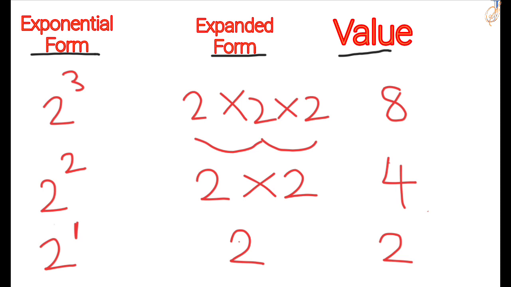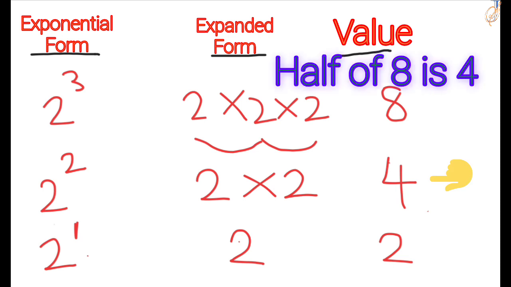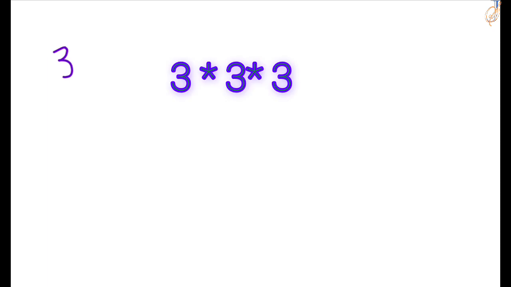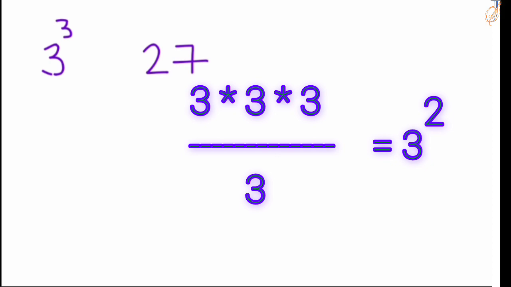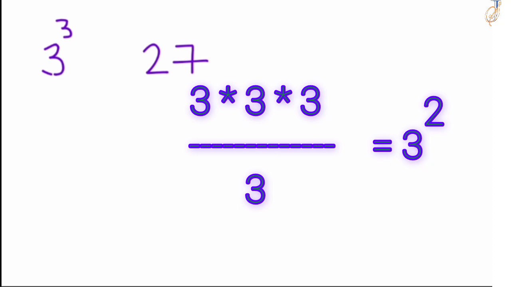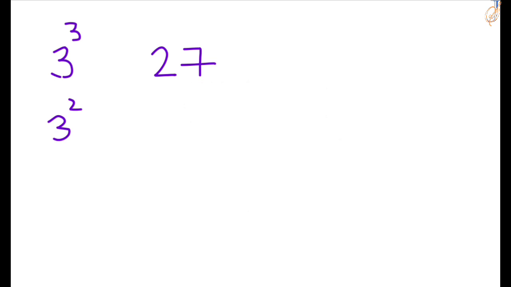Each time the exponent, that means the power, decreases by 1, the value becomes half of the previous one. Observe here: this is 3, here it is 2, so you are decreasing 1. Again you are decreasing 1 here, and the value becomes half of the previous one. Not only for 2, we will observe the number 3. 3 power 3: 3 times 3 is 9, 9 times 3 is 27. The value is 27. If you do division again, that means you are decreasing the power by 1, then you will get 3 power 2. 3 power 2 is 9. Again you are decreasing 1, you will get 3.